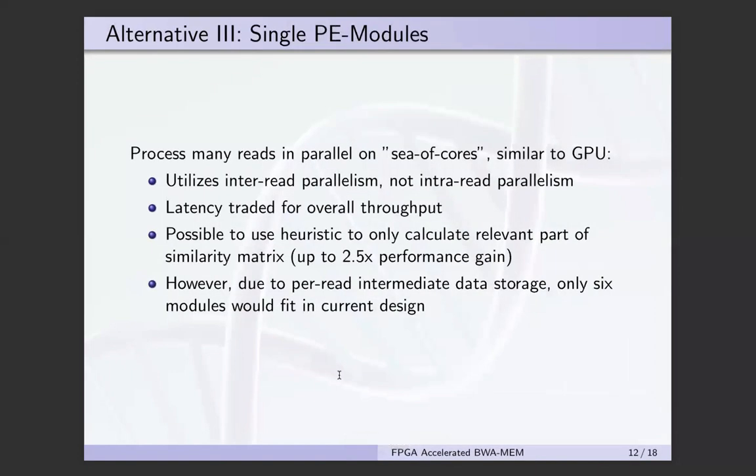The third alternative is to use systolic arrays with single processing elements. This creates a fully parallelized sea of cores implementation similar to a GPU on the FPGA, which allows us to have a lot of parallelism, calculating every single entry in the scoring matrix in its own core. This allows us to trade off latency for the throughput of the implementation.